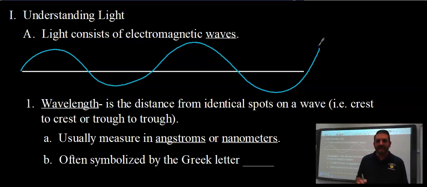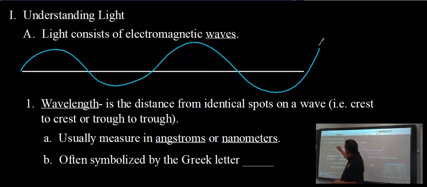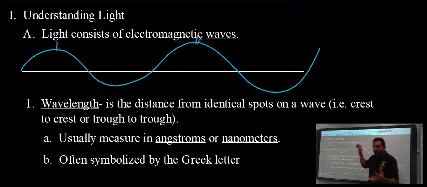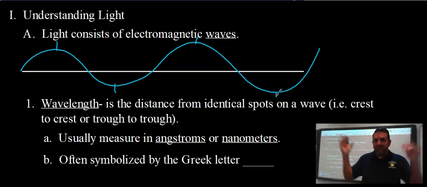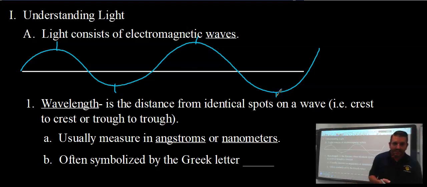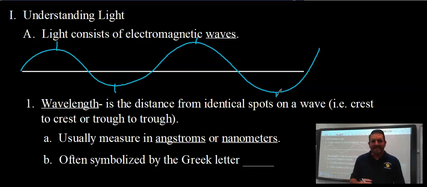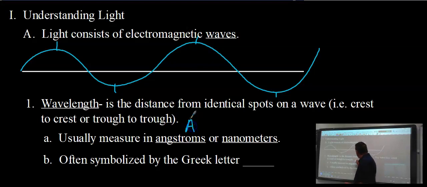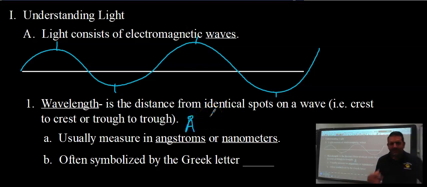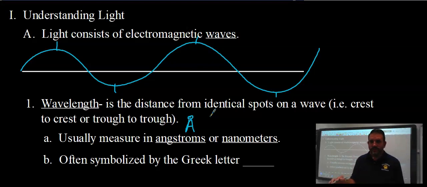First one, the distance from identical spots on a wave, meaning from the top of one, say, to the top of the next wave, or bottom of one to the bottom of the next. This is called wavelength, the distance between 2 points on the wave. Wavelength of light is usually measured in angstroms. The symbol for an angstrom is a capital A with a circle on top. Make a note, an angstrom is 10 to the negative 10th meters.